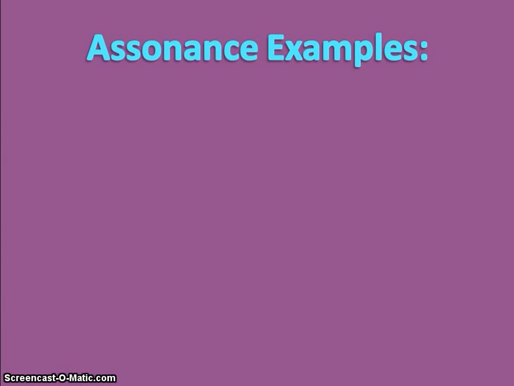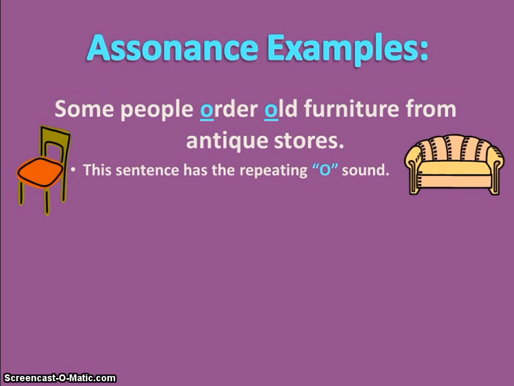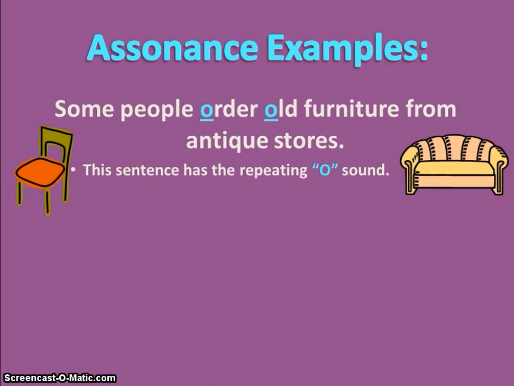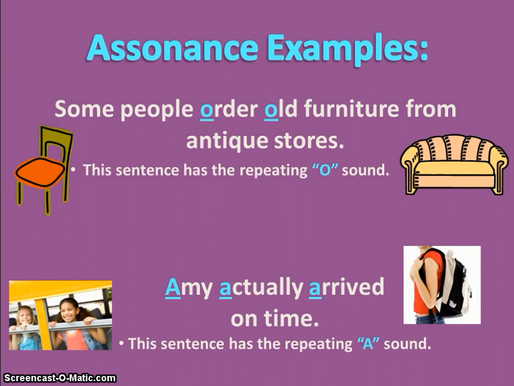Here are some examples of assonance. Some people order old furniture from antique stores. This sentence has the repeating O sound. Amy actually arrived on time. This sentence has the repeating A sound. See, it's not hard at all. Let's do a few more examples.